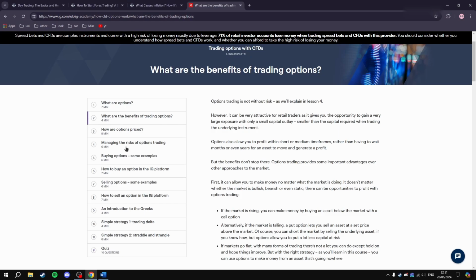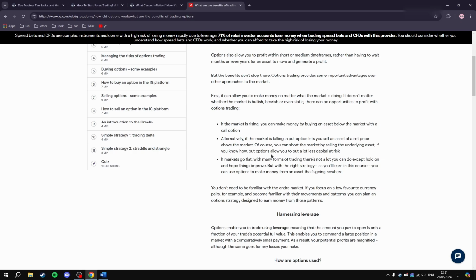Options trading is not without risk, as we'll explain in lesson 4. However, it can be very attractive for retail traders, as it gives you the opportunity to gain a very large exposure for only a small capital outlay, smaller than the capital required when trading the underlying instrument. Leverage. Options also allow you to profit within short or medium time frames, rather than having to wait months or even years for an asset to move and generate a profit.